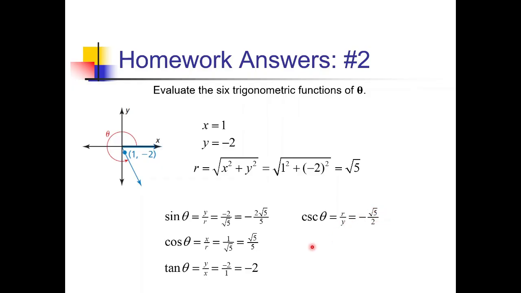Now for secant, we're flipping cosine to get r over x. So this becomes radical 5 over 1, which is just radical 5. And finally, for cotan, we can flip tangent. So this becomes an x over y situation, which means we now have a -1 over 2.